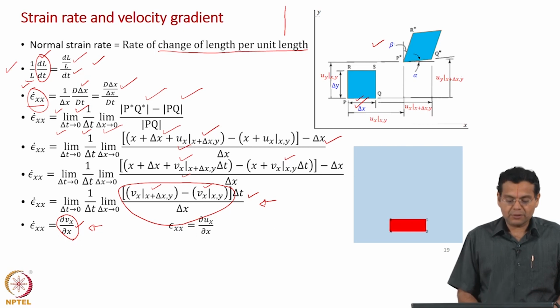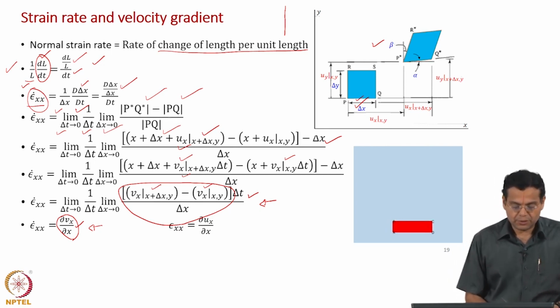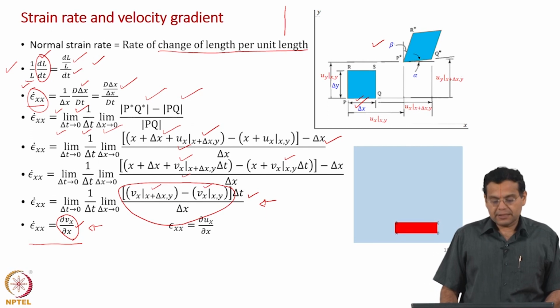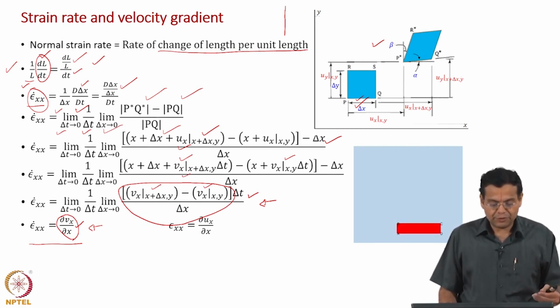Why at every spatial location? Because we have made delta x tend to 0. Why instantaneous? We have taken delta t tending to 0. So, the relationship between the normal strain rate and velocity gradient is given by epsilon dot xx is equal to dou Vx by dou x.